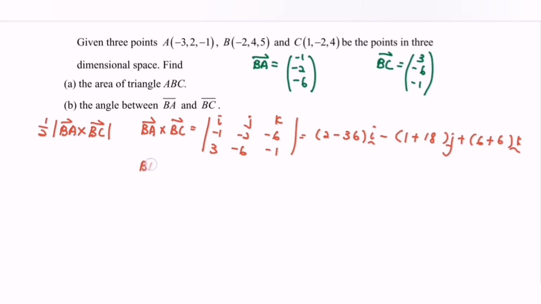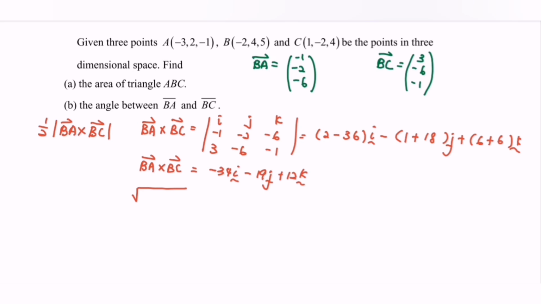So the BA cross BC, we will have -34i, followed by -19j. And finally, we have +12k. So here we have the direction, or we can consider it as the normal vector to the plane ABC. So in here, we are going to find the area of the triangle. That means we have to find the modulus of BA cross BC.